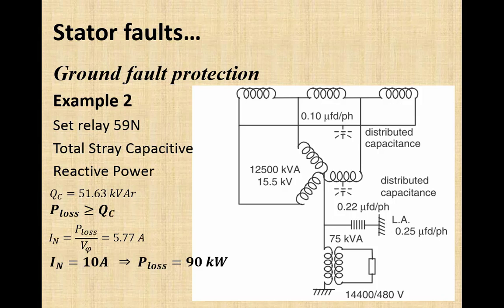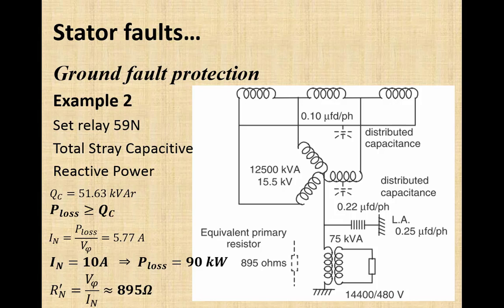Next is the calculation of resistance. Now we have all the data. We want to limit the fault current to 10 ampere. We have the system line to neutral voltage. Then the resistance to be inserted between neutral and ground, that is Rn prime, the resistance to be inserted directly between neutral and ground, is 895 ohm, from the phase voltage over In. Here, this is the resistance.